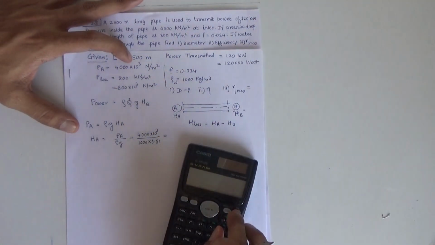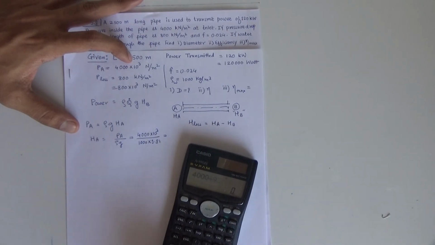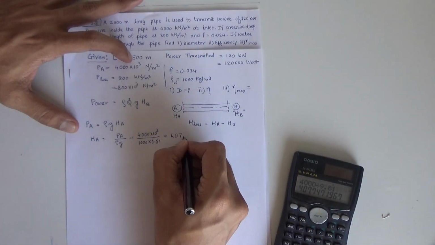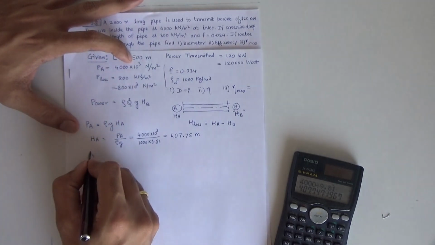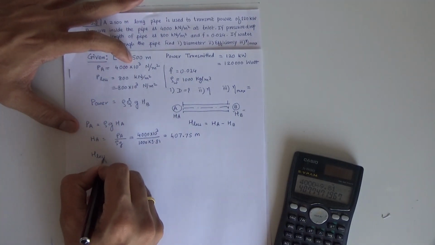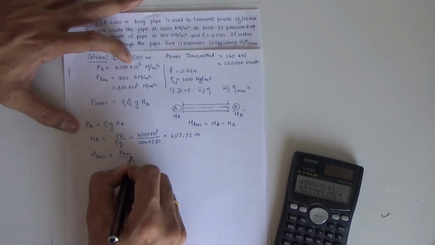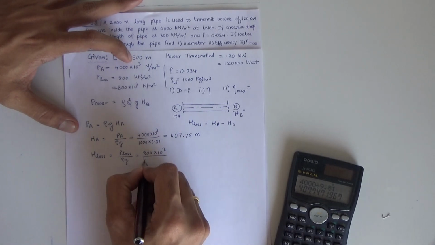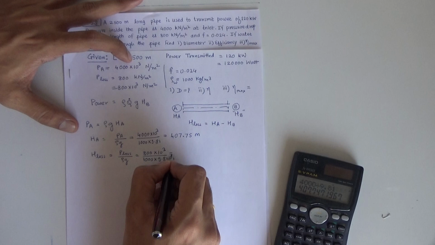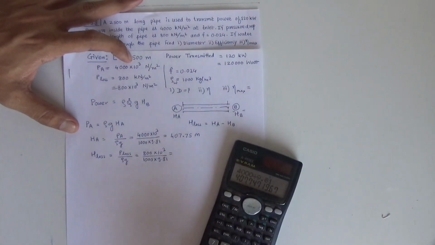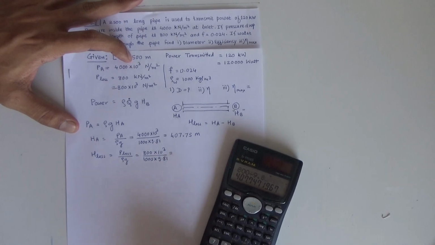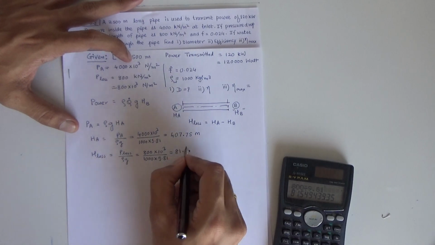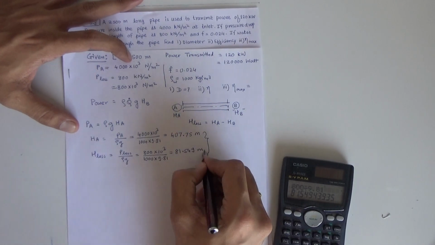I will compute it for you fast. 4000 divided by 9.81, 10 raised to 3 will be cancelled. So it is 407.75 meter. And similarly you will find H loss as P loss upon rho g. So how much is the P loss? 800 into 10 raised to 3 divided by 1000 into 9.81. So you will get 800 divided by 9.81, which is 81.549 meter, and the difference of them is nothing but H loss.